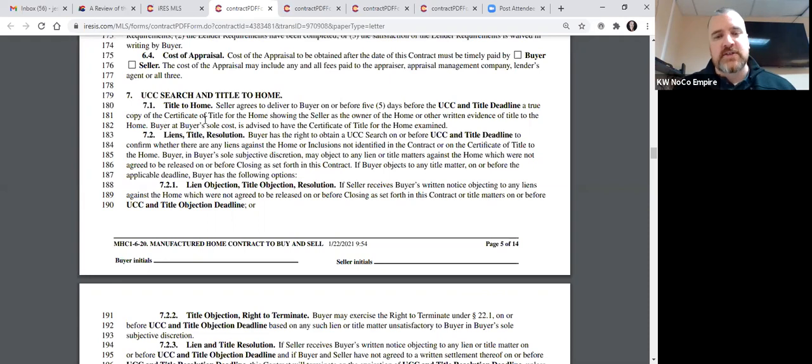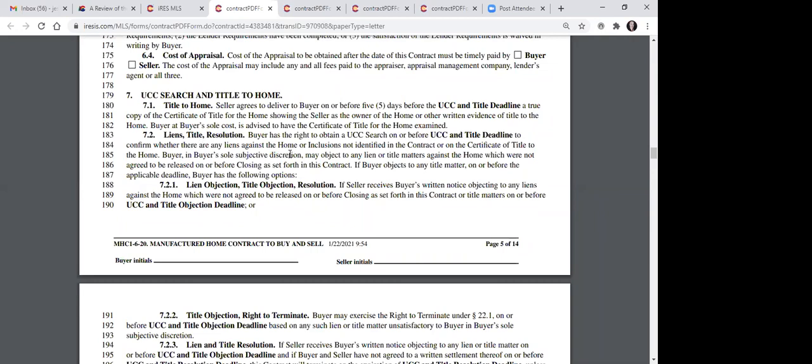So seller's going to provide that certificate of title showing that they are in fact the owner of the home, or whatever other written evidence to the buyer. Now, I don't know that I would take other written evidence. I would ask specifically for that certificate of title, okay? And then the buyer's sole cost is advised to have that certificate of title for the home examined. So just because they gave you a certificate of title, is that current certificate of title or is it not? I don't know. Go check the UCC, right? Have an attorney look at it, have your title company advise you on it, but I don't want you as the brokers advising on that. That's beyond the scope of you as a real estate broker, okay?